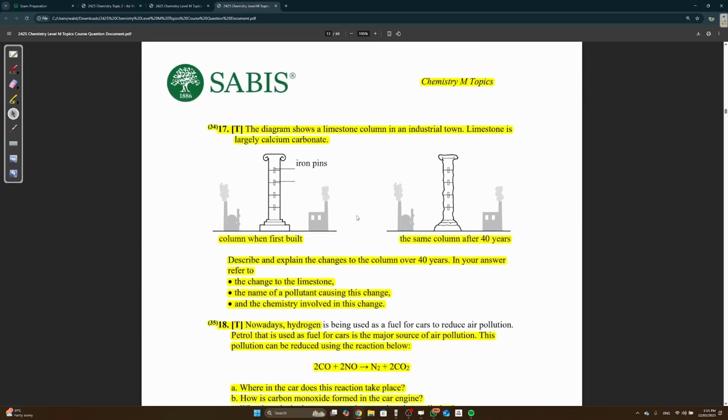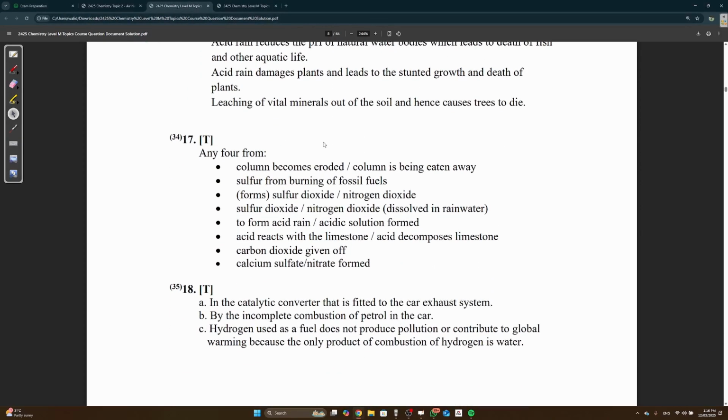The diagram shows a limestone column in an industrial town. Limestone is largely calcium carbonate, okay? And this is the column when first built, and this is the same column after 40 years. Describe and explain the changes to the column over 40 years. Your answer should refer to the change in limestone, the name of a pollutant causing this change, and the chemistry involved in this change. I'm just going to show you the answer key, and we'll go through it one by one.